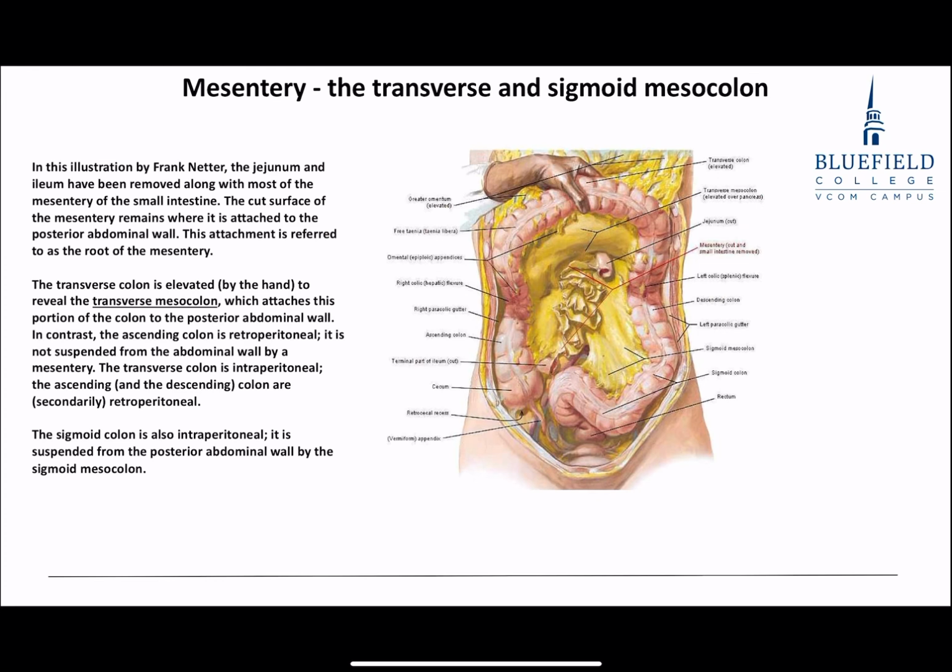This mesentery right here is referred to as the sigmoid mesocolon. And then the rectum down here, it's retroperitoneal. It does not have a mesentery. Now I'm just going to back up. Okay, we'll go back here.